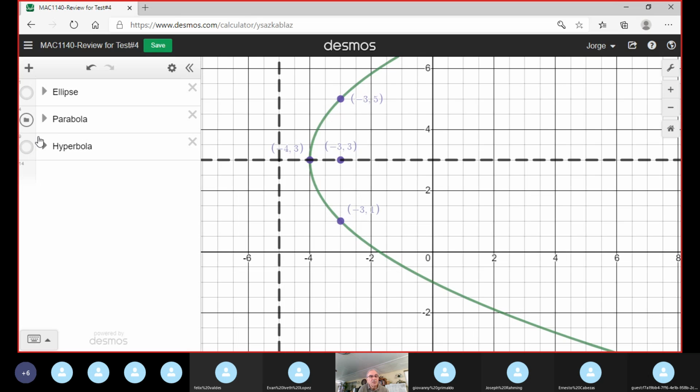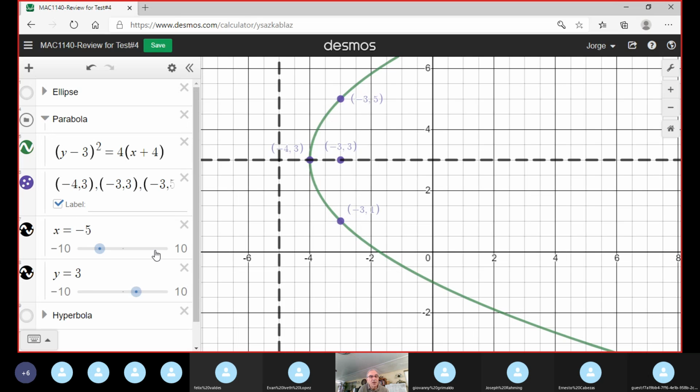Axial symmetry is the line. Let me see the line here. I put a line y = 3 here. And x = -5. It's the directrix line.